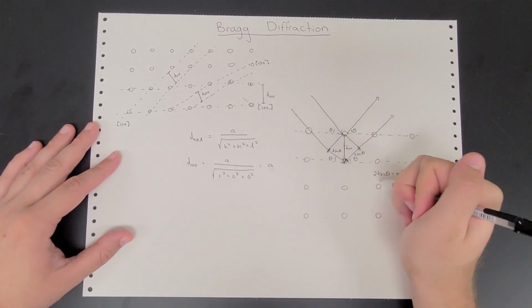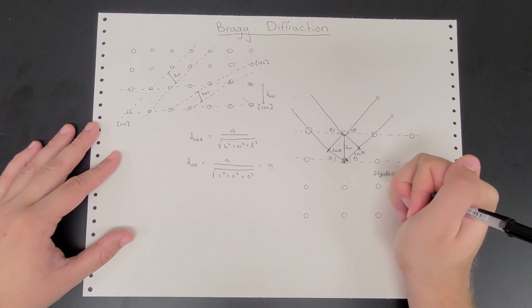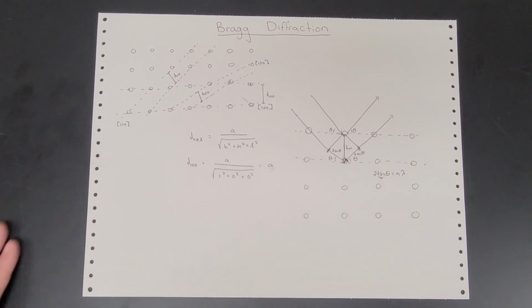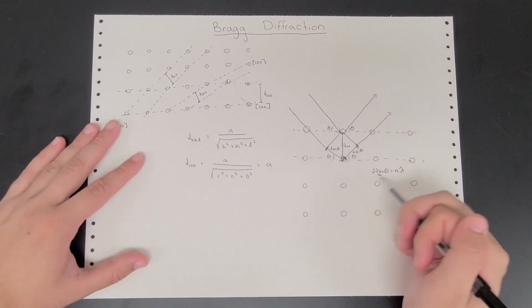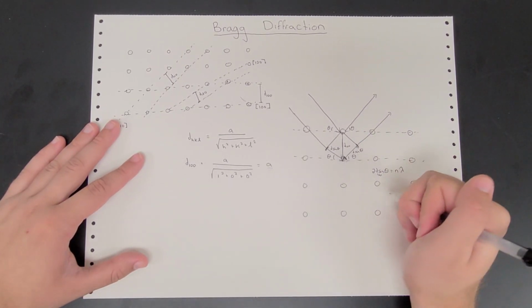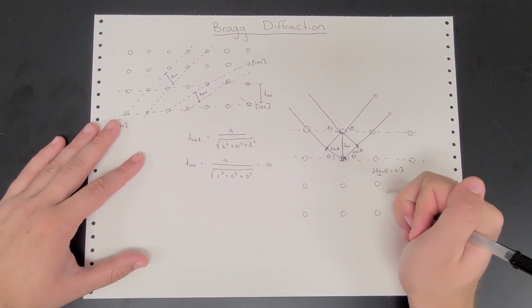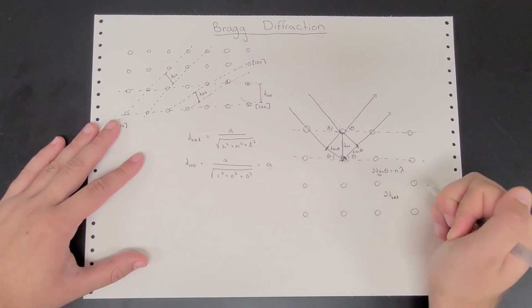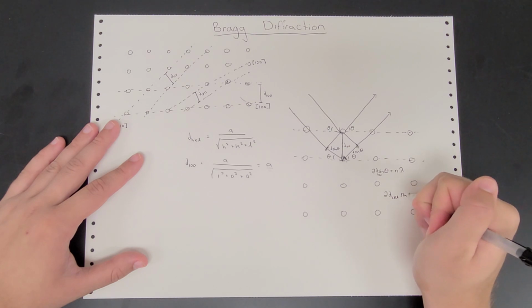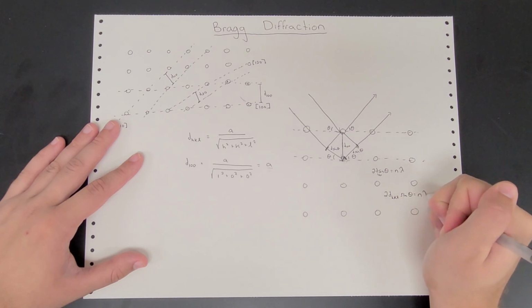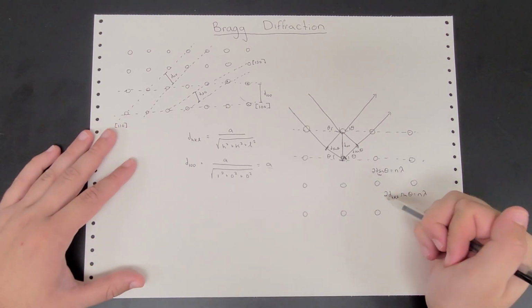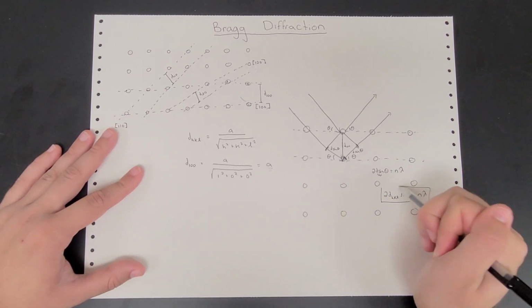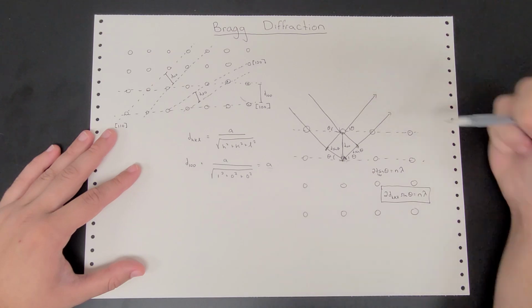In this case, we're looking at the 1, 0, 0 plane, so this would be d_100. We can do this for all of the other planes in the exact same way. So if we want to write a more general equation, instead of writing d_100, we can write 2 d_hkl sine theta has to be equal to n lambda if these two waves are interacting constructively. So this is only true, again, when these two waves are interacting constructively.